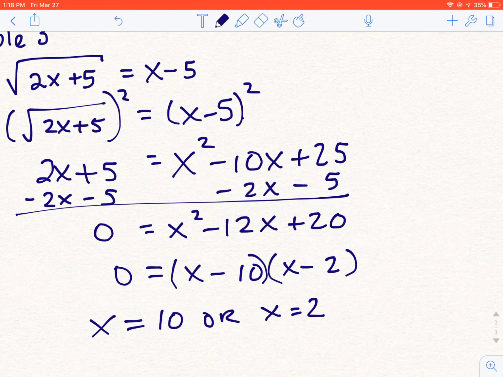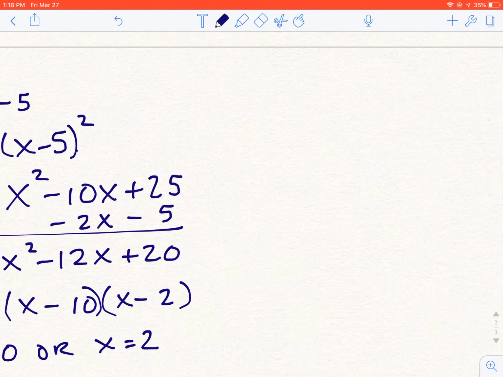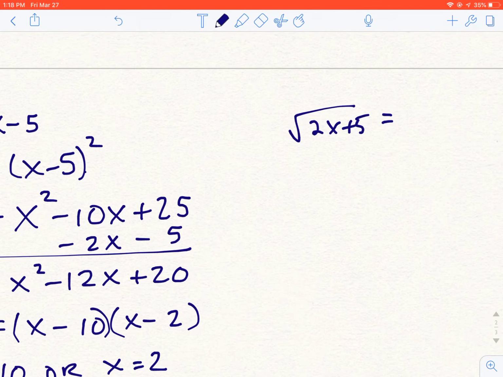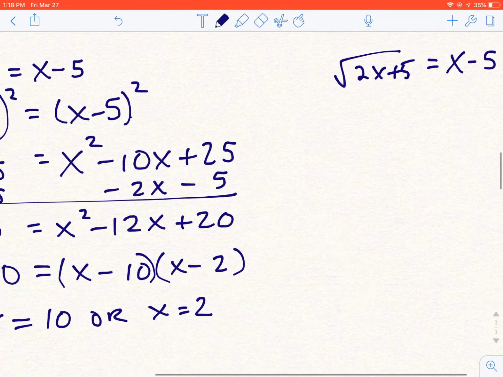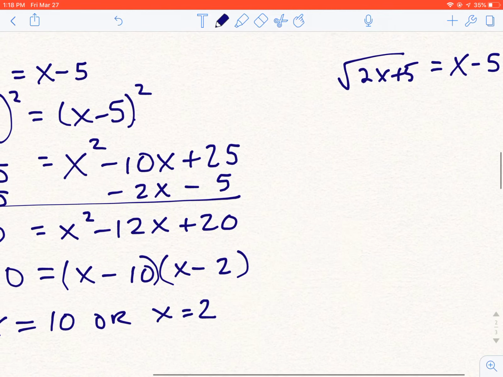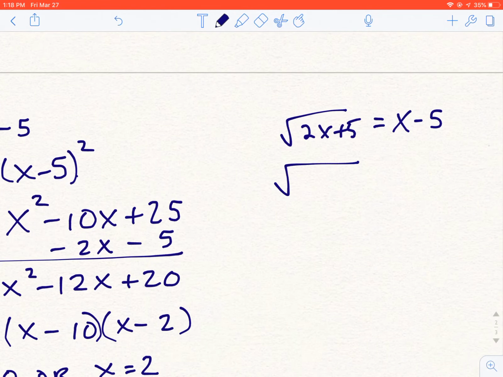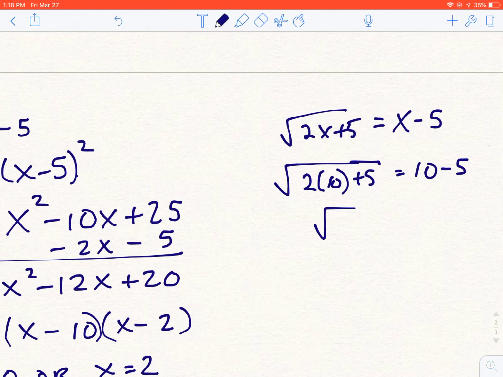So the original is the square root of 2x plus 5. Let me do that over here. The square root of 2x plus 5 is equal to x minus 5. And I need to check both roots. So if I do 10, the square root of 2 times 10 plus 5, does that equal 10 minus 5? 2 times 10 is 20, plus 5 is 25. So does the square root of 25 equal 5? The answer is yes, so that's okay.